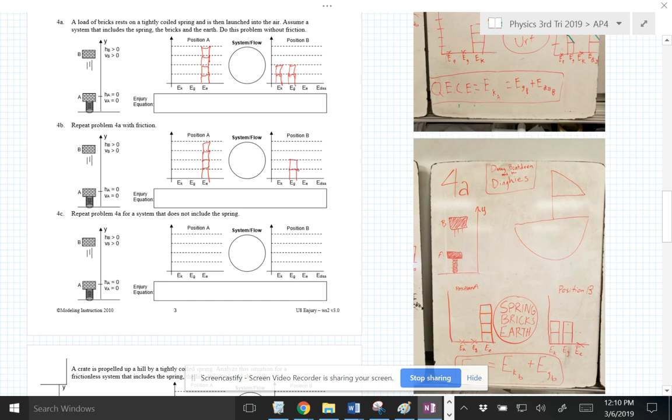So 2EG means it's the same height as it was before. 1EK means it's not going as fast when it gets there. And then we can make this cool by adding in a block of EDIS. So EA equals EGB plus EKB plus EDIS B.